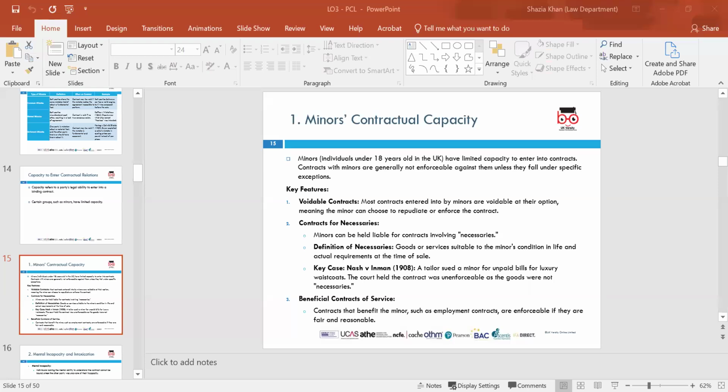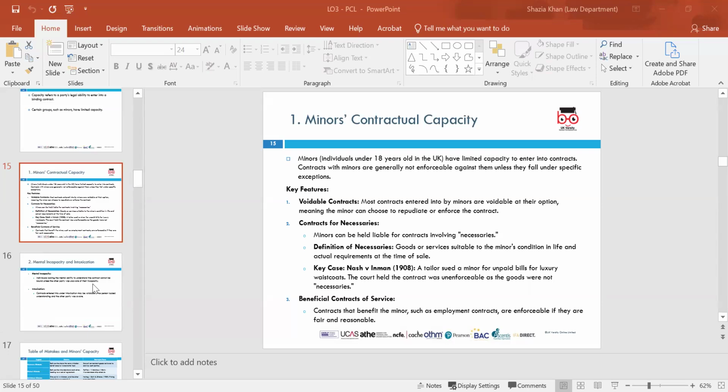The ratification must take the form of an acknowledgement that the debt is binding after attainment of the age of 18. On the other hand, restraints of trade may be unenforceable against a minor, even if they would be enforceable against an adult. So, beneficial contracts are employment contracts which are enforceable and fair.